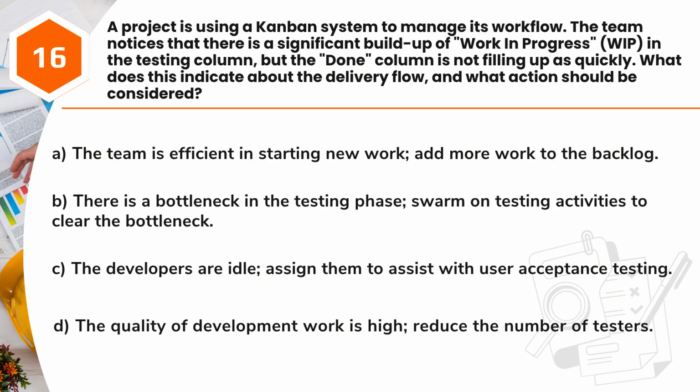A. The team is efficient in starting new work, add more work to the backlog. B. There is a bottleneck in the testing phase, swarm on testing activities to clear the bottleneck. C. The developers are idle, assign them to assist with user acceptance testing. D. The quality of development work is high, reduce the number of testers.